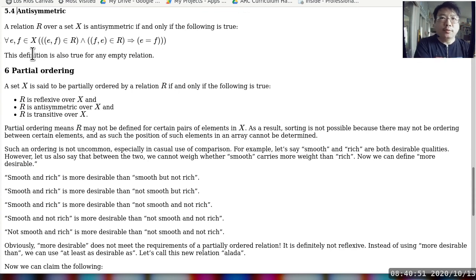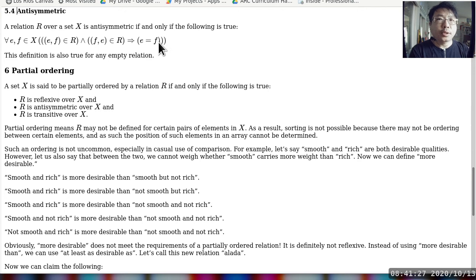It says, for every way to bind the values of E and F, so that E is an element of X and F is an element of X. So this does not preclude the possibility of E and F being the same. That's a possibility. That's just a quantifier. The actual definition is (E, F) in R and (F, E) in R implies E equals F.